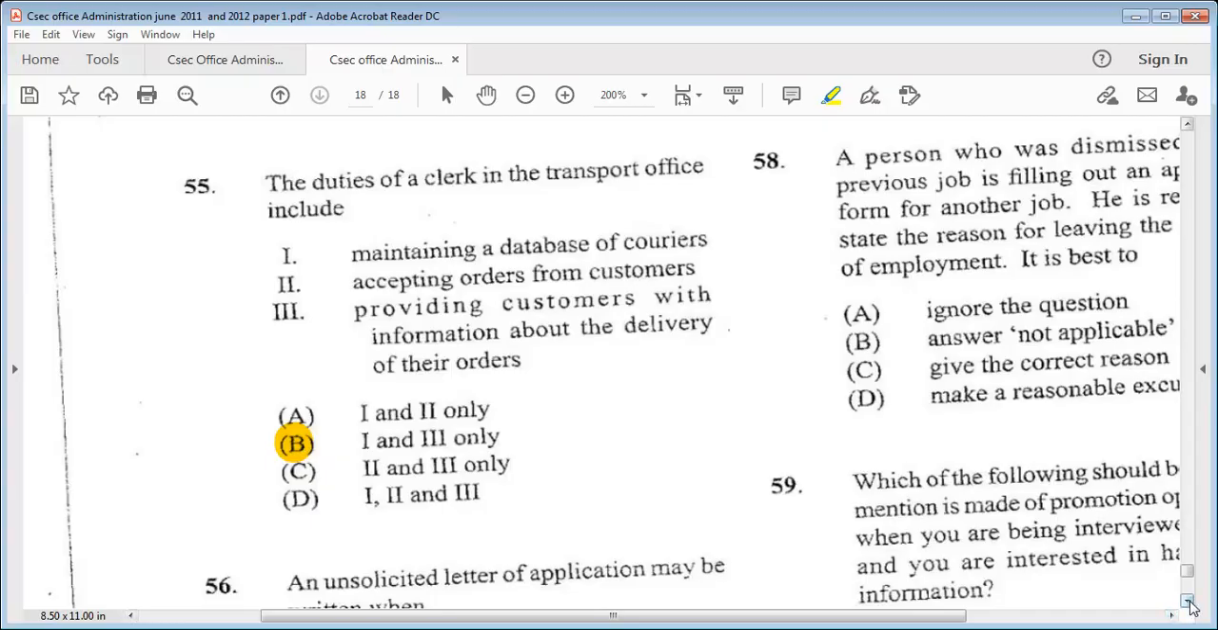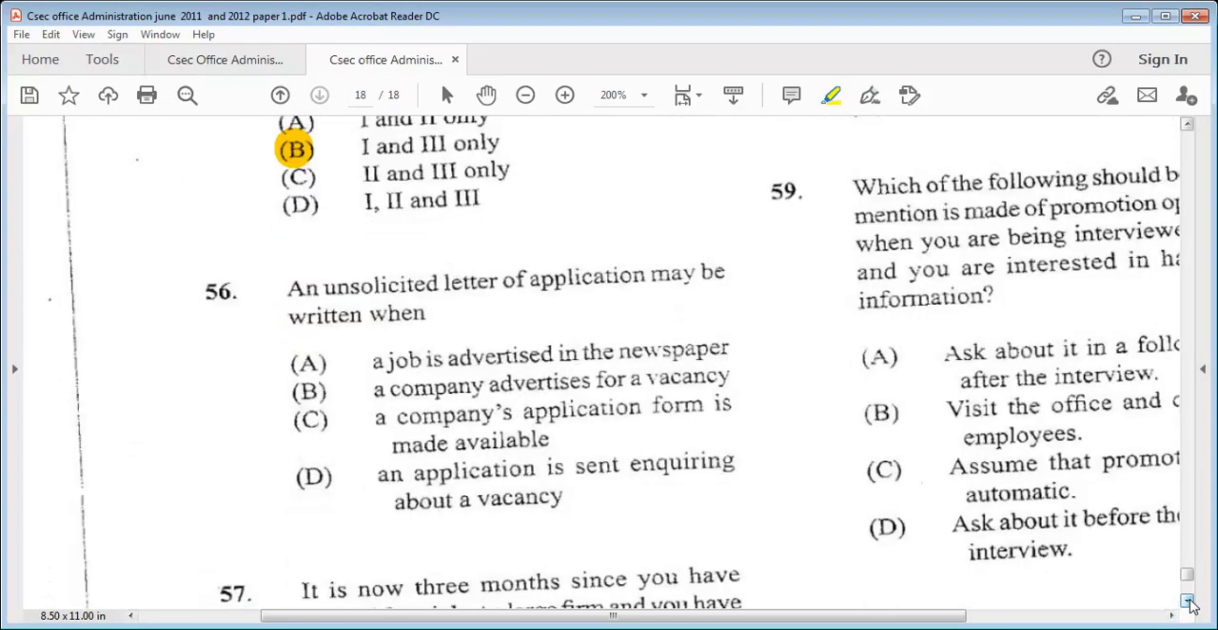Let's go on to 56. An unsolicited letter of application may be written when A, a job is advertised in the newspaper, B, a company advertises for a vacancy, C, a company's application form is made available, or D, an application is sent inquiring about a vacancy. Our answer is D, an application is sent inquiring about a vacancy.